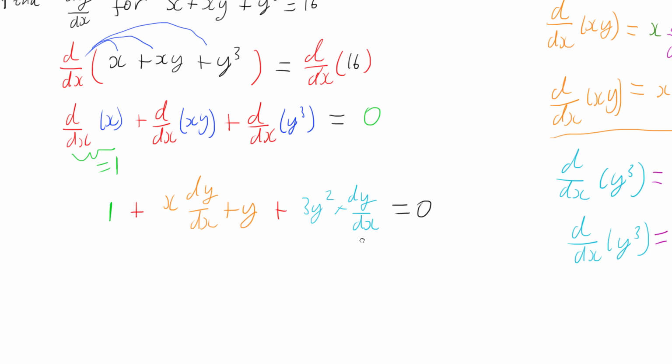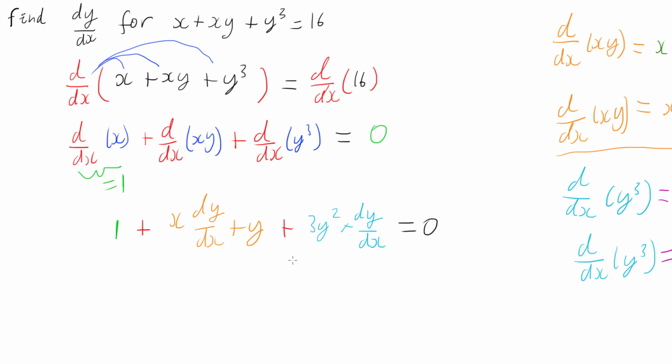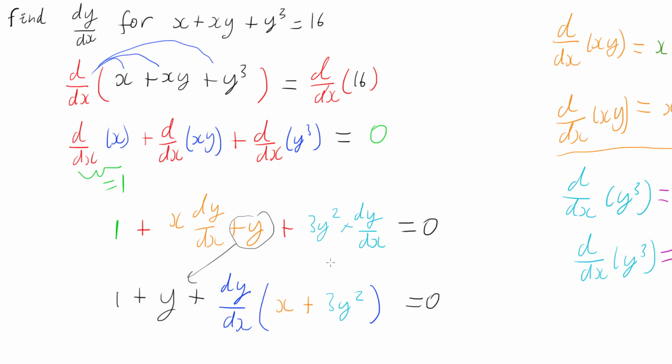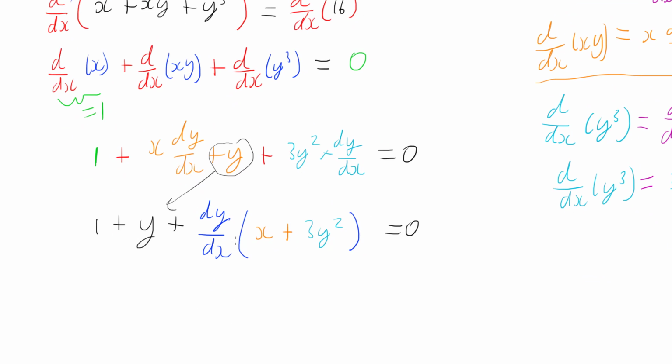So now I've got this equation to play with. I've got 1 plus y, plus, now these two terms both have a dy/dx, so I'm going to have dy/dx come out the front, and I'm left with (x plus 3y squared). And that's going to equal 0. Now I'm almost there. I've just got to isolate dy/dx, because that's what I want. I'm going to algebraically rearrange it so it's on its own.